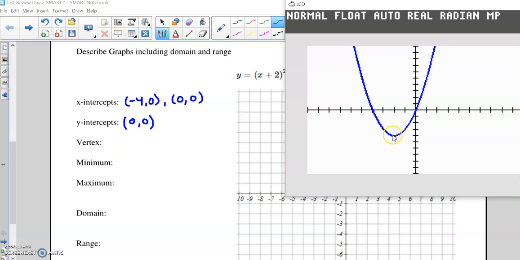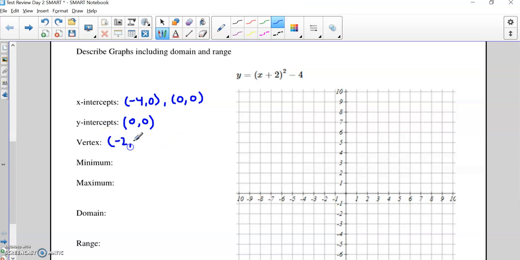So that's this guy right over here. Now, we can look at the tick marks and see that if we follow it back up, it's at negative 2 on the x, and right down here it's at negative 4 on the y. So negative 2, negative 4.